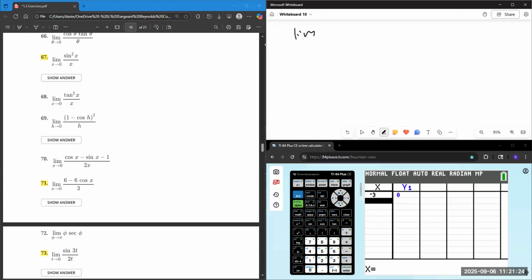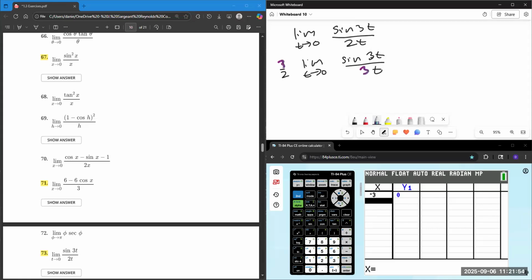73, limit as t goes to 0 of sine of 3t over 2t. So I need to get rid of this 2. It's not helpful. I'm going to pull it out as a 1/2. And then I need the 3t inside of the sine to match with the denominator here. So I'm going to multiply by 3 over 3, like so.